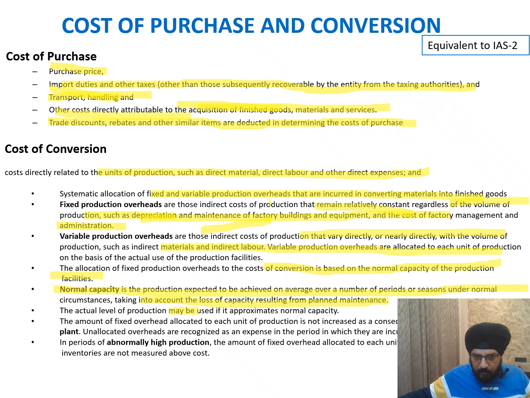The actual level of production may be used if it approximates normal capacity. The amount of fixed overhead allocated to each unit of production is not increased as a consequence of a reduction in production, and unallocated overhead is recognized as an expense in the period. So we just spoke about that.